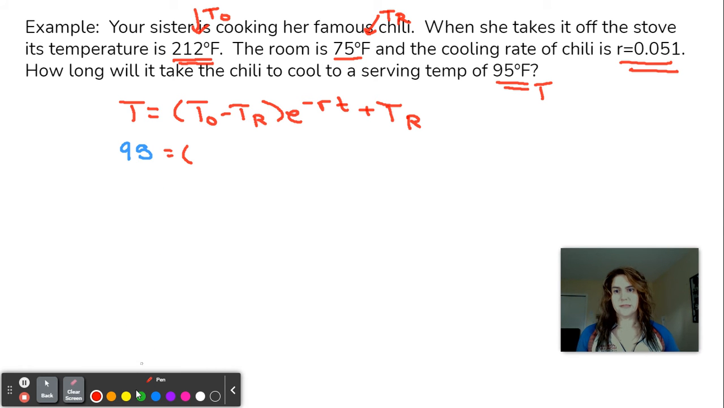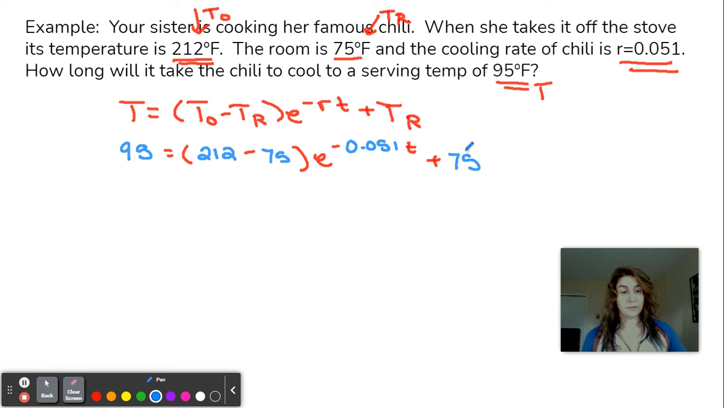Okay. T sub 0 was the 212. That's what it started at. We're going to subtract out the room temperature, which is 75 degrees in her kitchen, or the room she had it in. E to the negative R. They told us the R, so that's great. Time is what we're looking for. And then plus the room temperature of 75.